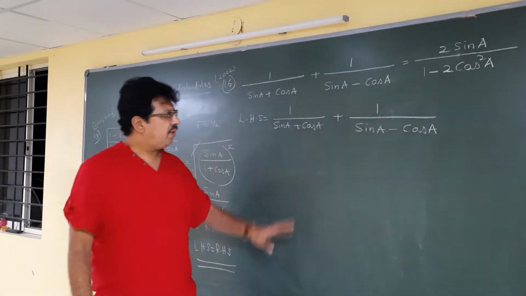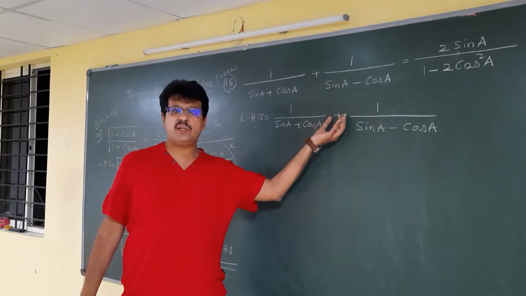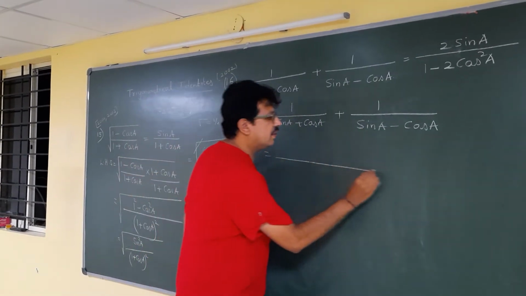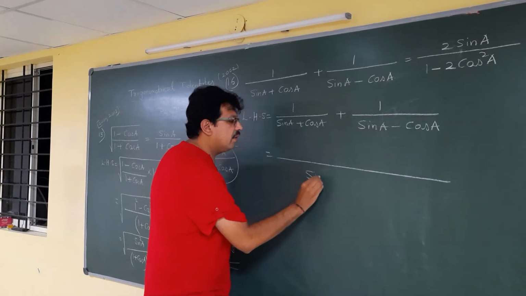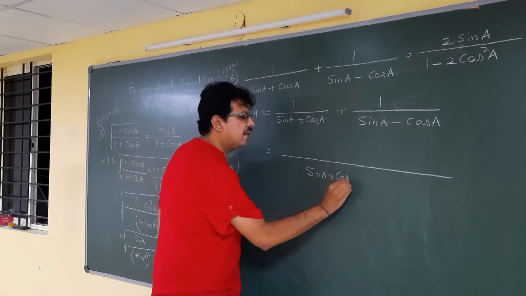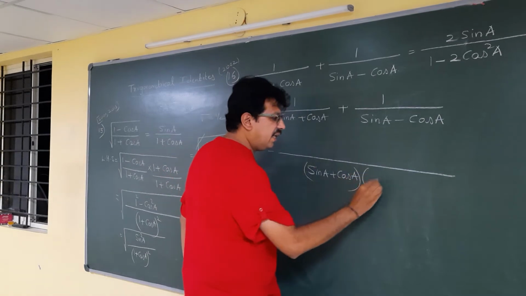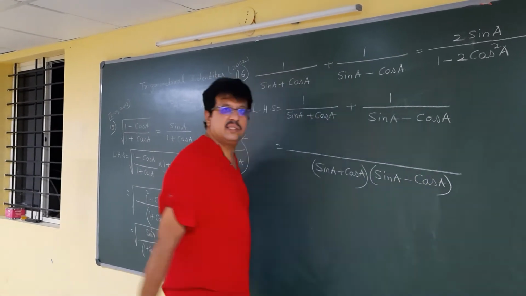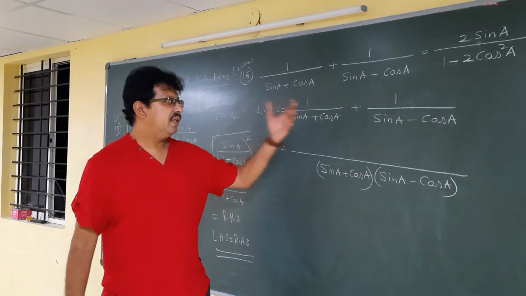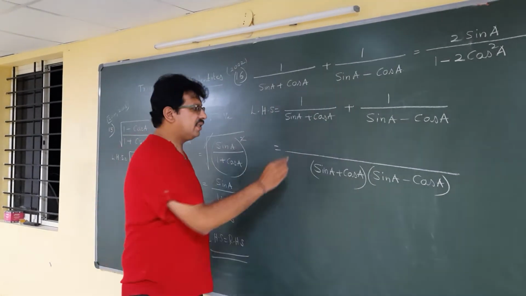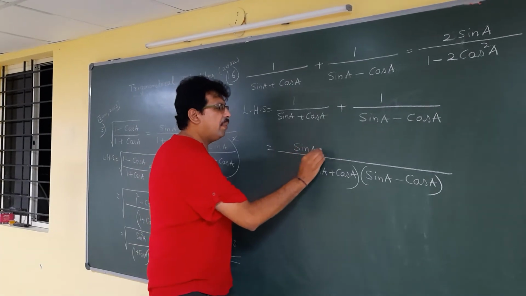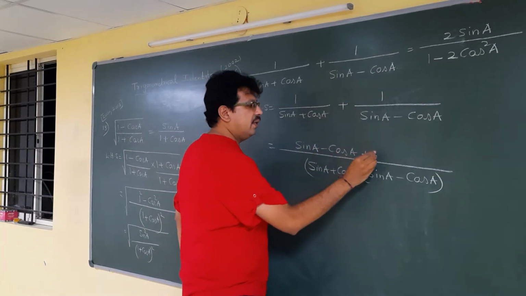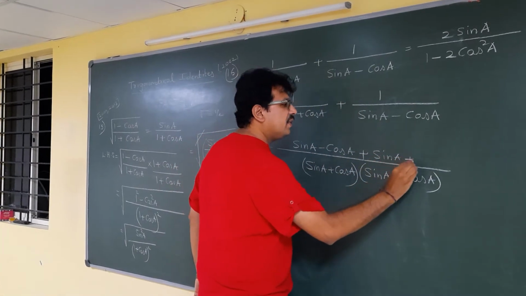I already explained to you that whenever a plus or minus sign comes, you should take the LCM. So the LCM is (sin A plus cos A) into (sin A minus cos A). This is the LCM we should take. You should know this very well. Sin A minus cos A into 1 is sin A minus cos A, plus again sin A plus cos A into 1 is sin A plus cos A.